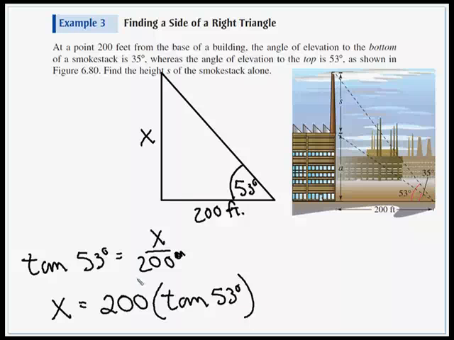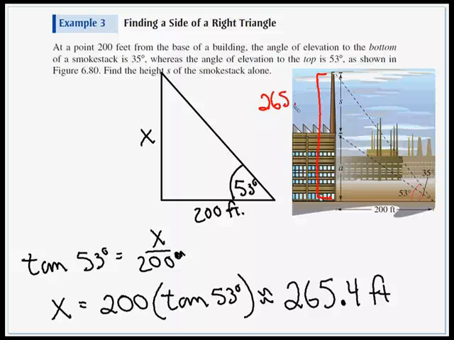And if we punch this in the calculator, 53 degrees tangent times 200, we get approximately 265.4. So here, we're going to get 265.4 feet. And again, that's the height of the smokestack and the building. So maybe here red will show up pretty good. This overall height is 265.4.